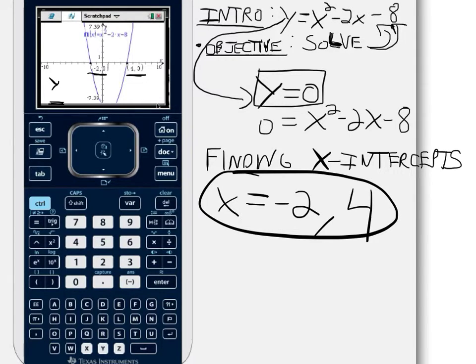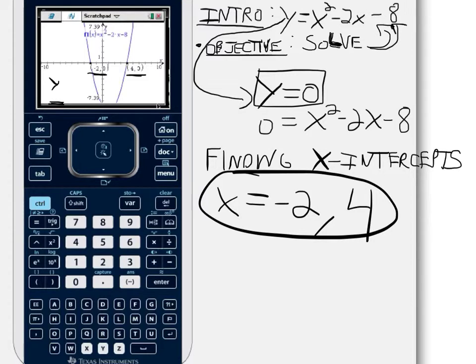And if you actually took these, negative 2 and 4, and plugged them back into this equation, it's going to equal 0. For example, I'm going to take 4 and plug it in. 4 squared is 16. 2 times 4 is 8. So 16 minus 8 is 8. 8 minus 8 is 0.